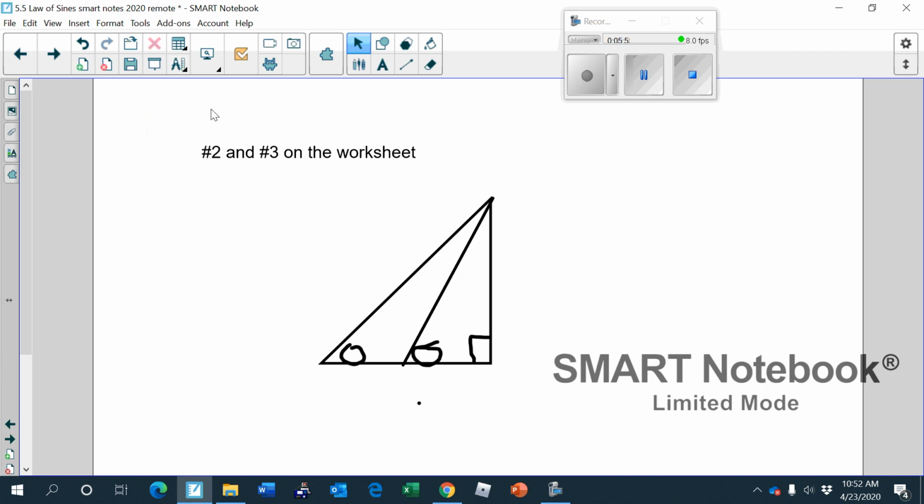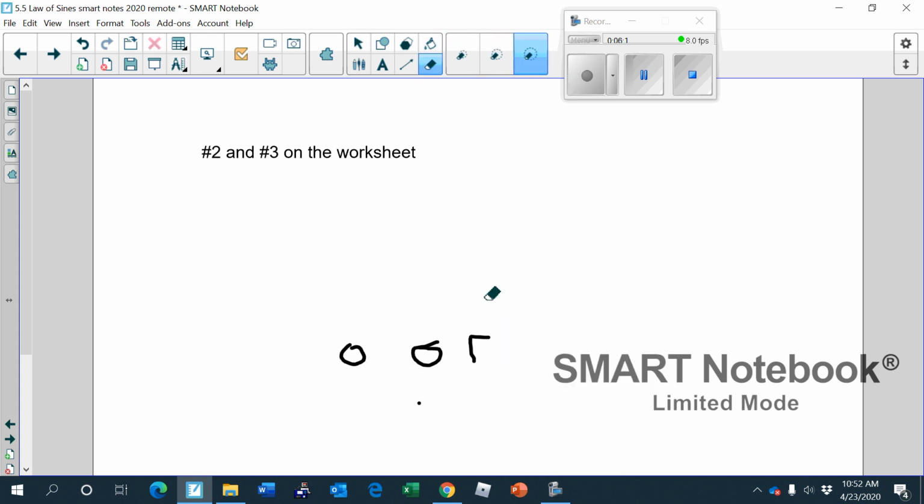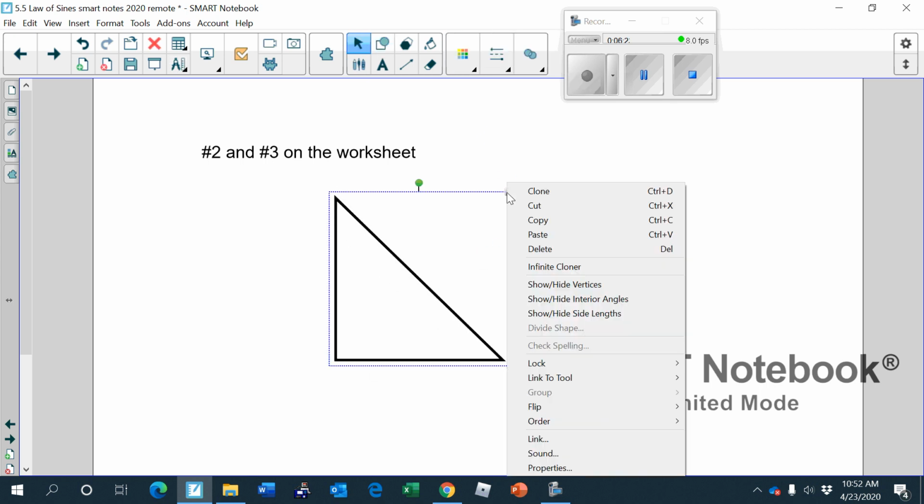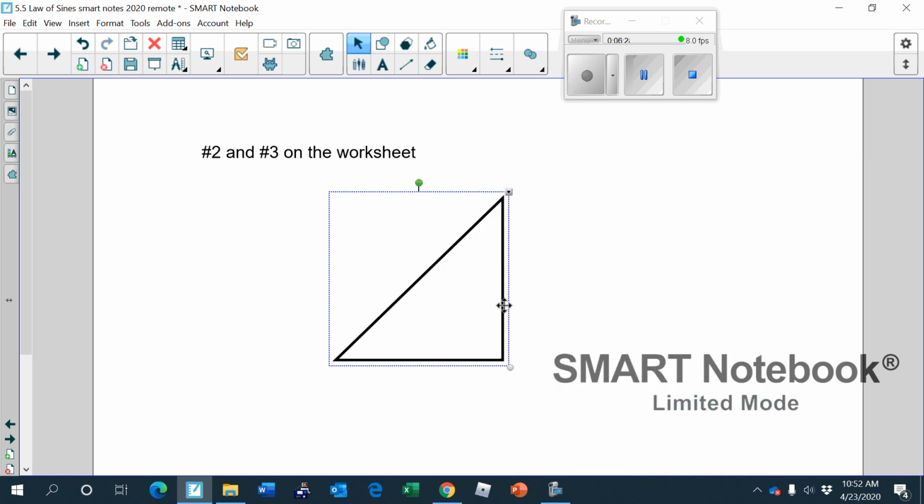Numbers 2 and 3 on the worksheet that I'm going to give you tomorrow, if you need to take a look back at this. Let me redo this actually. I'm going to redraw this for you. So for numbers 2 and 3, your triangles are going to be a little bit different. It says something about runners at a marathon, or something else, I can't remember. Oh, the angle of elevation to the top of a building. So the way I want you to draw it is like this.